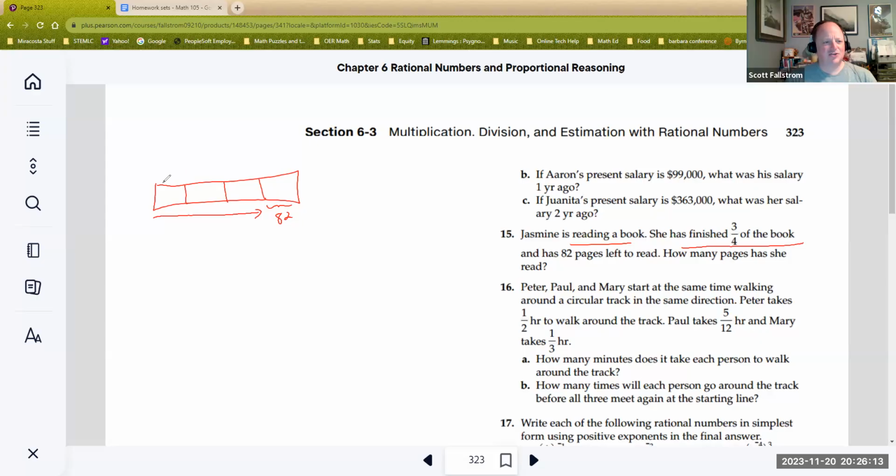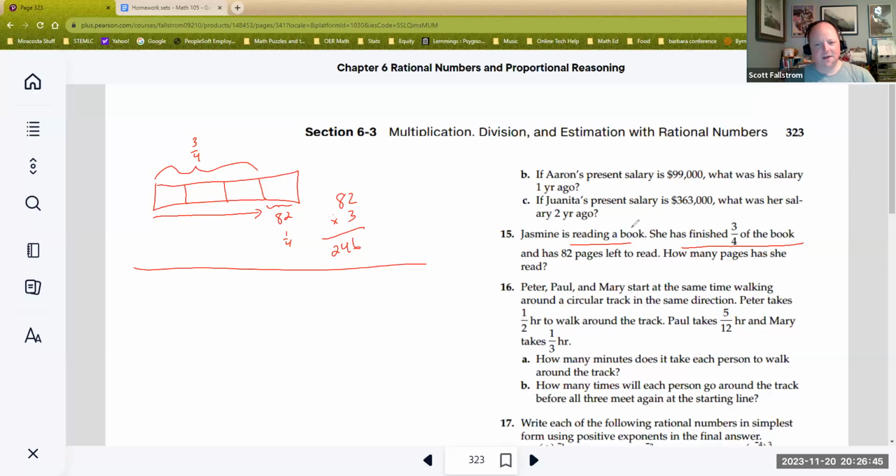How many pages has she read? Aha, interesting. So 82 pages is 1/4. How much has she read? This up here would have been 3/4. So if this is equivalent to 1/4, then you could multiply this by 3 and you would be done. So this would be 82 times 3 gives you 246. She's read 246 pages. She has 82 more to go.